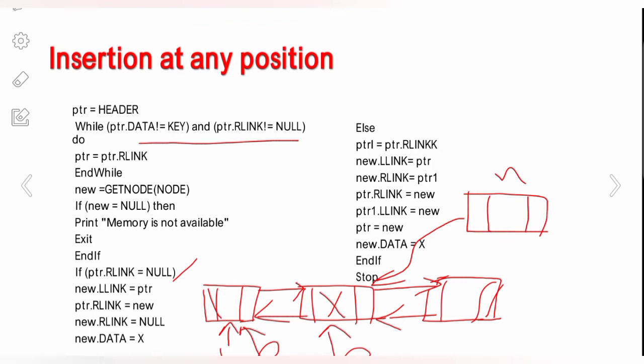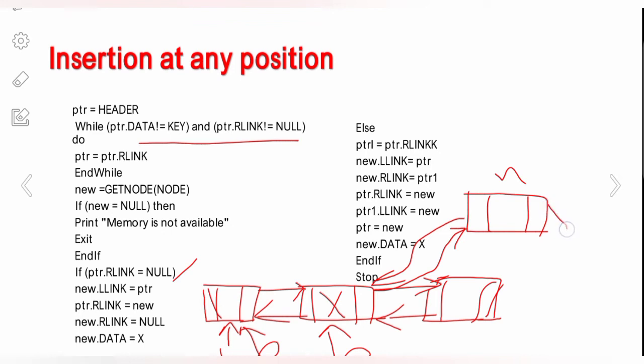Okay, and then pointer dot right link equals to new. So pointer dot right link is equals to new. Okay, since we are going to add this node at the middle of the linked list, we have to link the right side part of the new node also to the linked list. Okay, so next what will happen here? New dot right link equals to null.